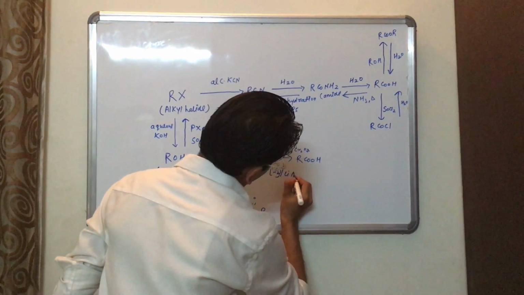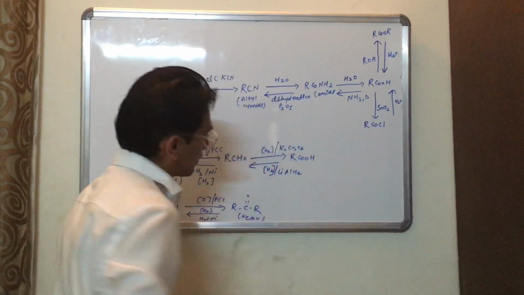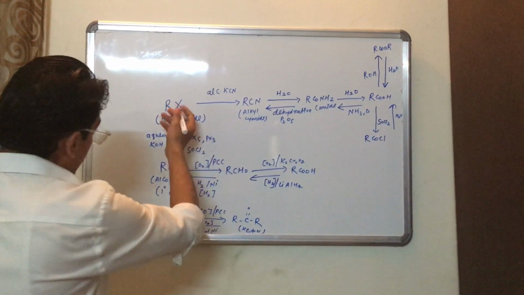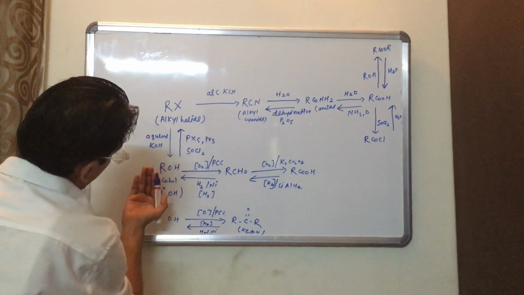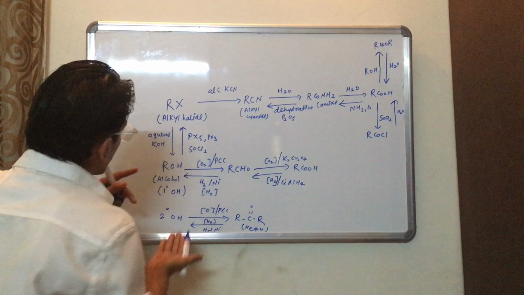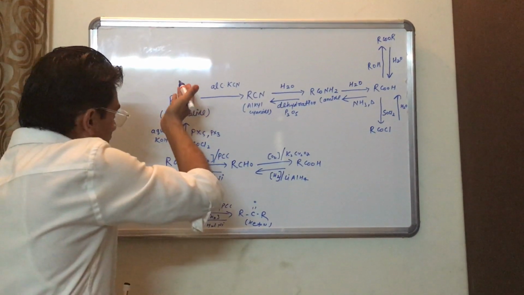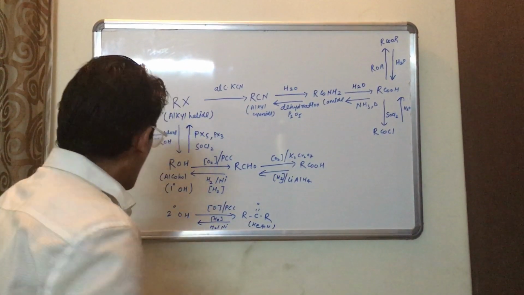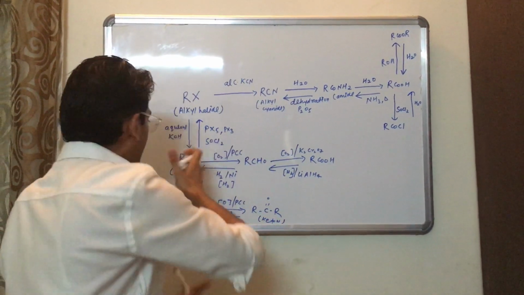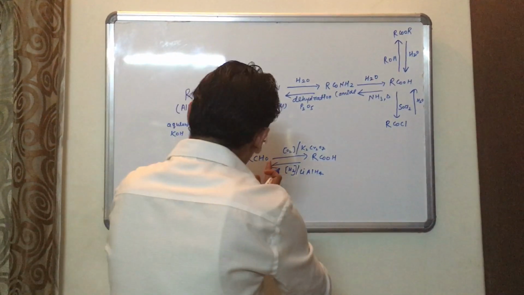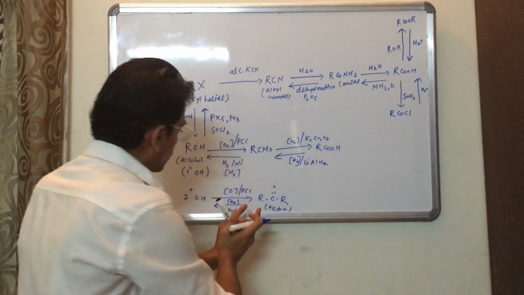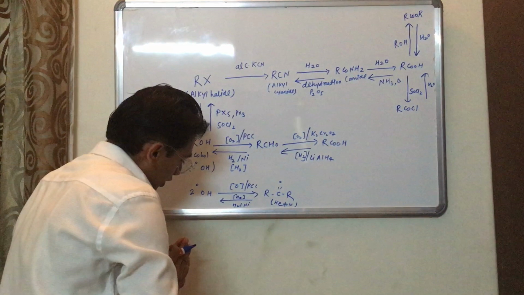Reagent is lithium aluminum hydride. Okay, so firstly I have alkyl halides. From alkyl halides I can get alcohol, and from alcohol I can get alkyl halides again. From alcohol I can get aldehyde, and from aldehyde I can get alcohol. From a 2 degree alcohol I can get ketone, and from ketone I can get 2 degree alcohol.